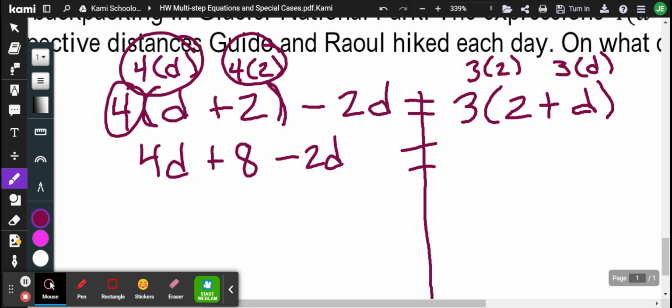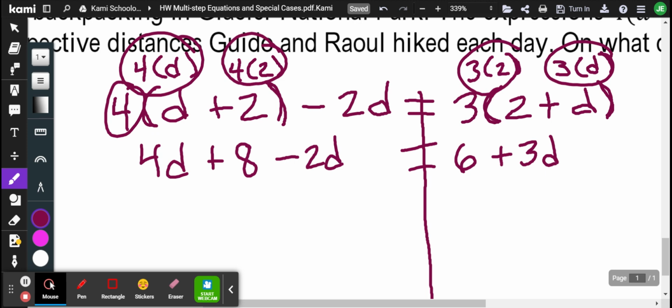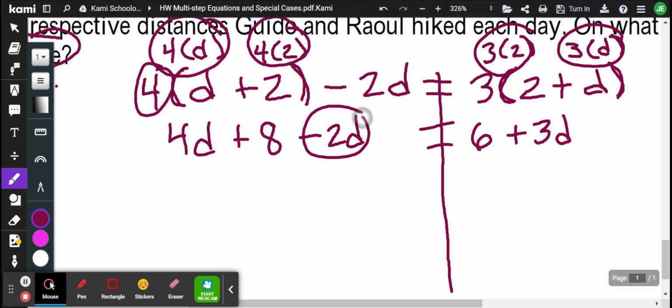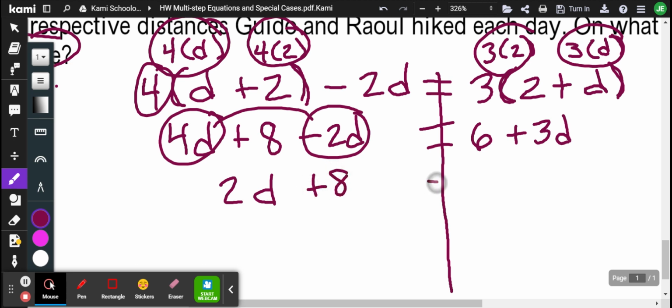Now we go to the right side. So 3 times 2 is going to give us 6, plus, and we go to the other side, 3 times d, which is going to give us 3d. So here we have two variables. We have 4d and negative 2d on the left side. So let's combine those like terms. So that is going to give us 2d plus 8, and that is equal to 6 plus 3d.